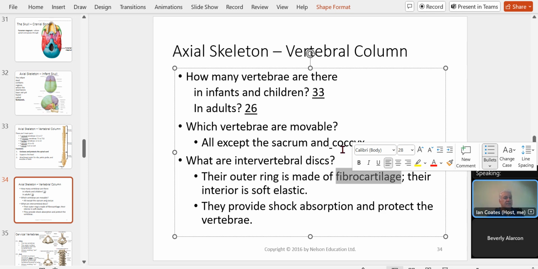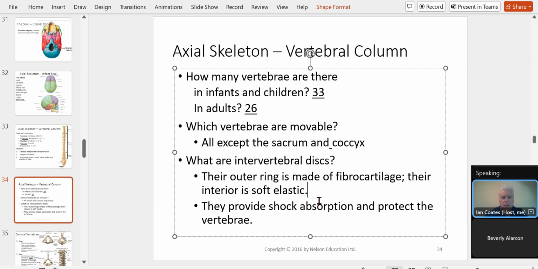Now, these discs can slip out, okay, causing bone to touch bone. They can pinch on a nerve because you have all these nerves coming off of the spine, right? Okay, so you just have to be careful. They provide shock absorption and protect the vertebrae.